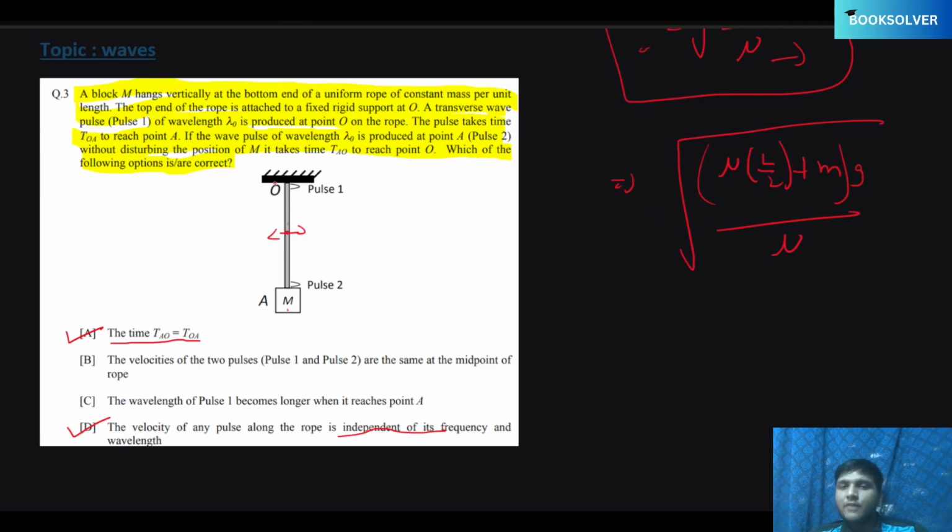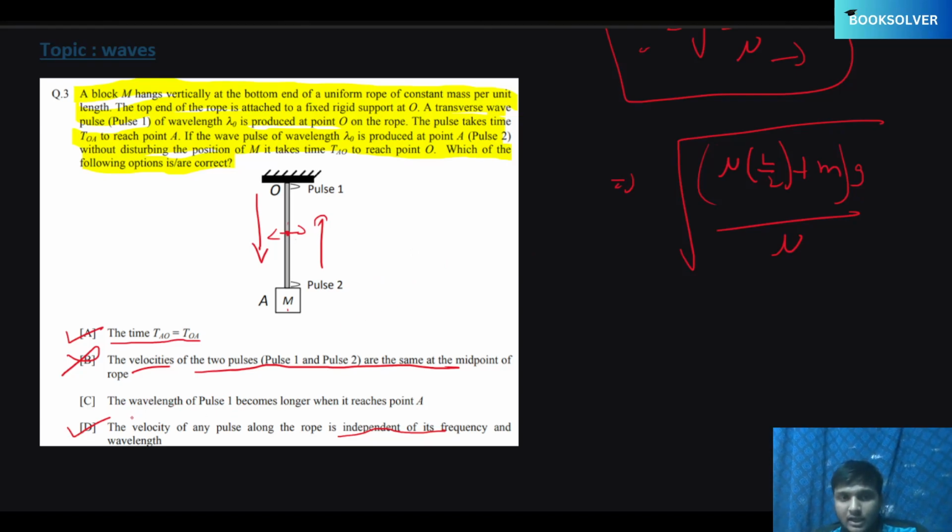You will be thinking this is the possible speed at that point, but notice that I am talking about speed here. The speed can be the same, but you cannot equate the velocity, because velocity includes the direction also. For one pulse the velocity will be in this direction, and for the other pulse in the opposite direction. That's why JEE Advanced has not given this in the final answer, because they are talking about velocities. If they were talking about speed, at the same point the speed would be the same for both pulses.